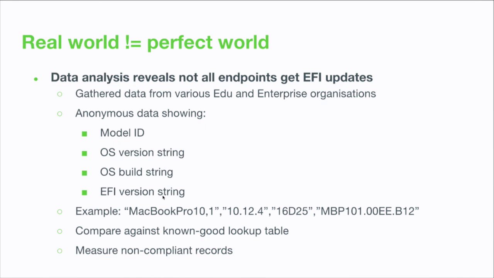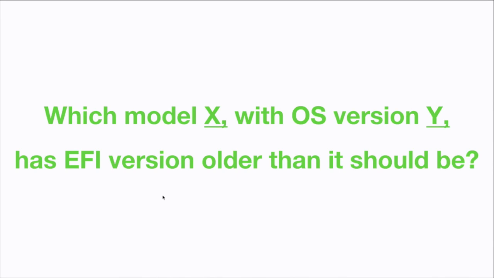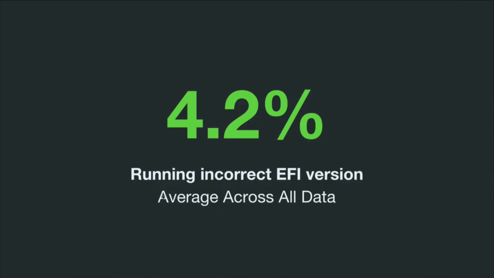So we gathered data from various EDU and enterprise organizations who submitted to us the data, as mentioned, anonymized. There was really no way we smushed it all together into one data set. And we got the data that would help us compare that. And then we measured some non-compliant records there. And the question was, which model X with OS version Y has an EFI version that is older than it should be according to our lookup table?